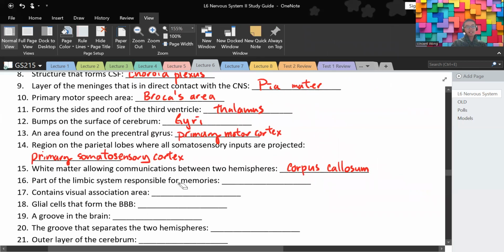Part of the limbic system responsible for memory. That is the hippocampus. Hippocampus.